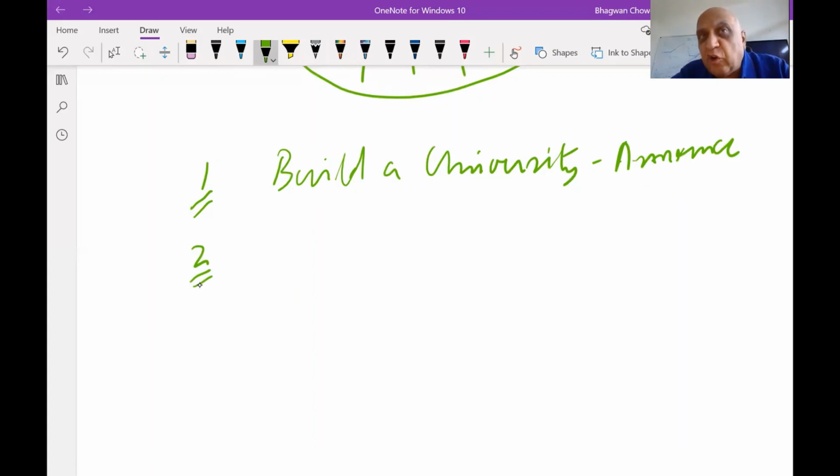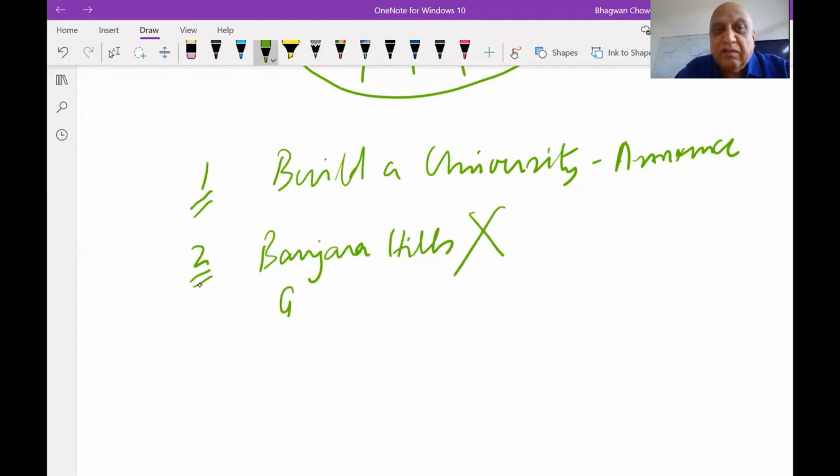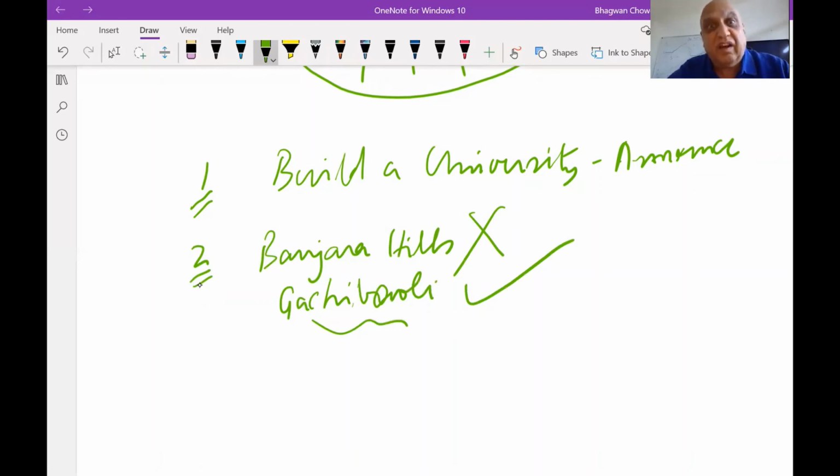My paper shows that nobody's going to offer land around Banjara Hills for ISB, because yes, there will be an increase in value, but not as much. That's going to be rejected. But Gachibowli, which was basically barren land at that time, is going to be offered, because the increase in value is very, very high.